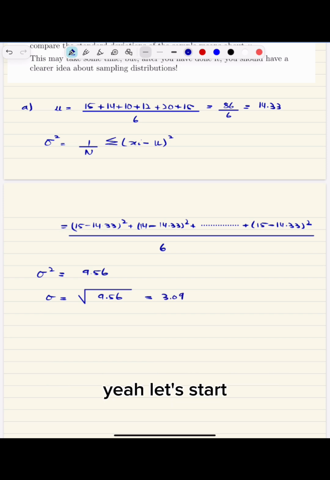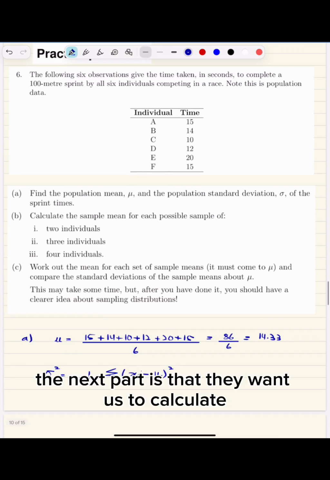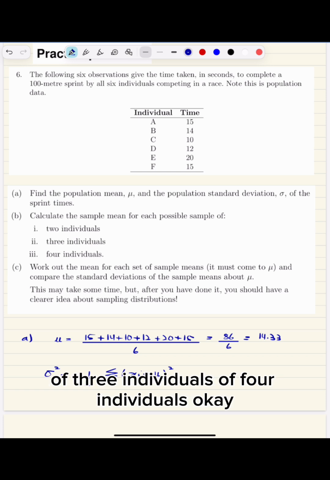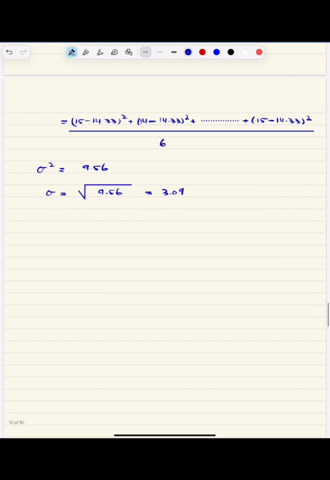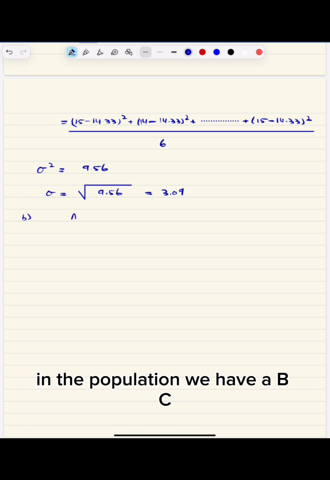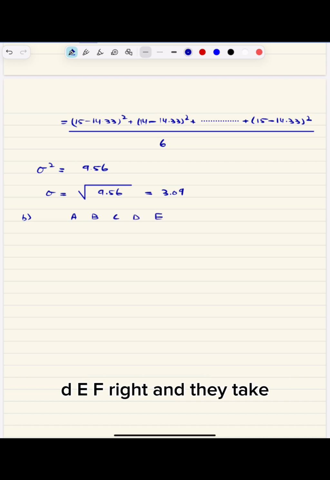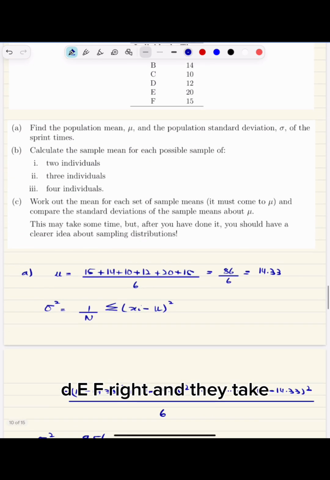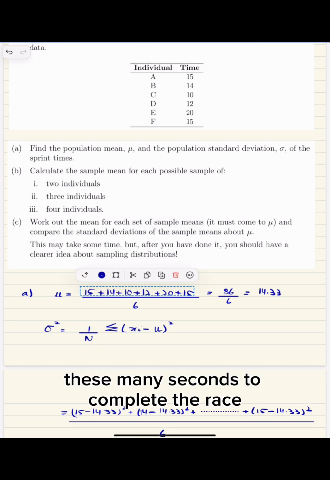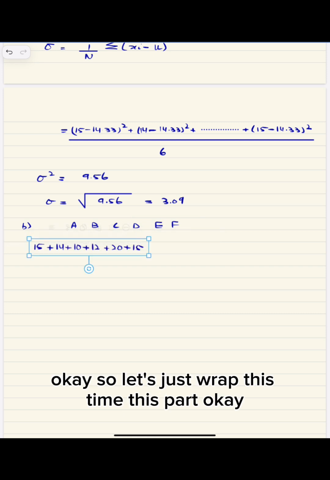The next part is that they want us to calculate the sample mean for each possible sample of 2 individuals, of 3 individuals, of 4 individuals. So in part B, remember the population. In the population we have A, B, C, D, E, F, right? And they take these many seconds to complete the race.